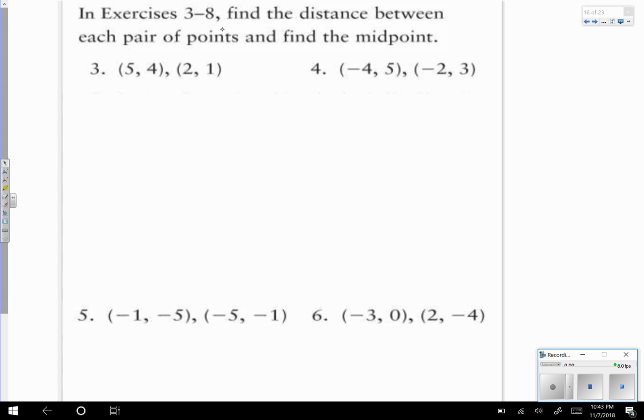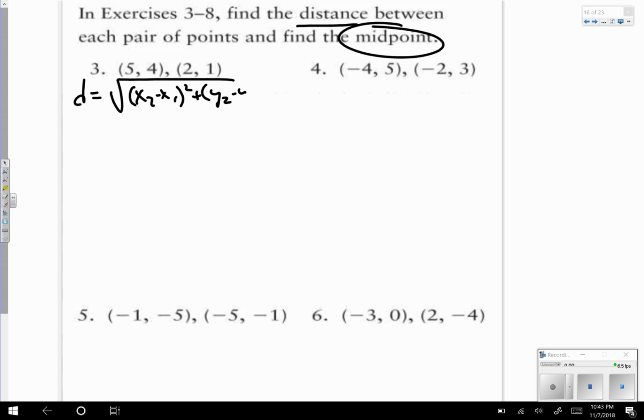All right, so first question says find the distance between each pair of points and find the midpoint. So there's two things for each question. The distance formula is the square root of x2 minus x1 squared plus y2 minus y1 squared, and all of it is under the radical.